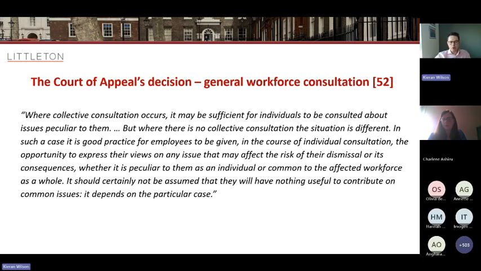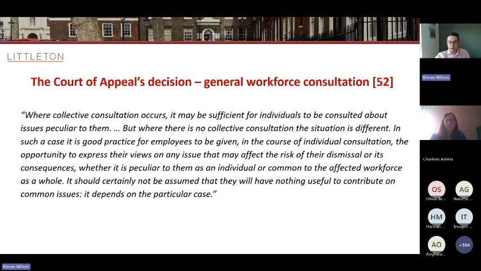So turning then to what the Court of Appeal had to say about some of the specific and more unusual points that arose in this case. The first and perhaps the most important is how it dealt with this issue of general workforce consultation, which the EAT appears to have introduced as a requirement for fairness, even in small-scale redundancies like this one.